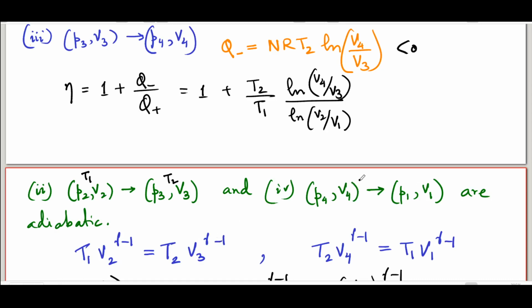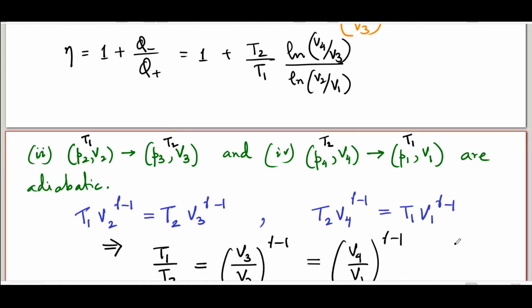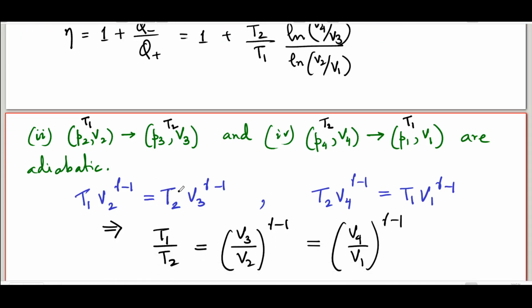On the other hand, as far as this is concerned, the initial temperature is T2. The final one for this process is T1. So you get T2 V4 to the power gamma minus 1 equals T1 V1 to the power gamma minus 1. So quite clearly, if I divide this through, you get T1 by T2 is V3 by V2 to the power gamma minus 1. On the other hand, on this side, I get V4 by V1 to the power gamma minus 1. Now, since these two numbers raised to the power gamma minus 1 are equal to each other, they must be equal to themselves. So, V3 by V2 has to be equal to V4 by V1.